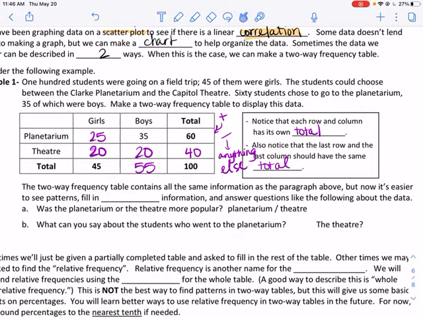So now we can answer some information based on what we found. Was the planetarium or the theater more popular? So I'm going to look at my totals for the planetarium and the theater, and it looks like the planetarium was more popular. What can you say about the students who went there? So to the planetarium, we had 25 girls and 35 boys. So there were more boys who went to the planetarium. And for the theater, it was equal. Equal numbers. So equal boys and girls.